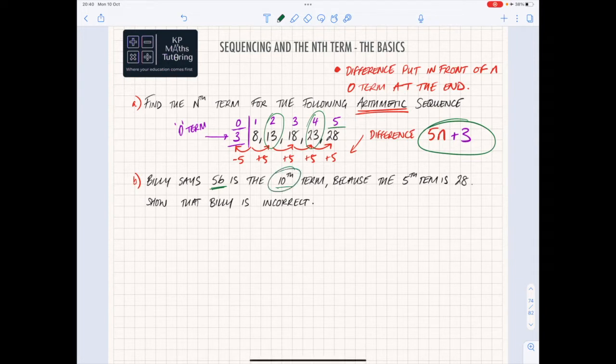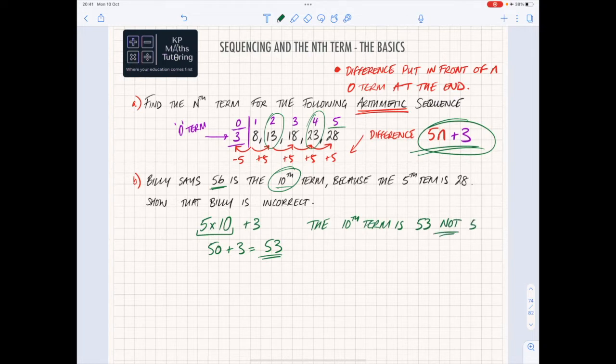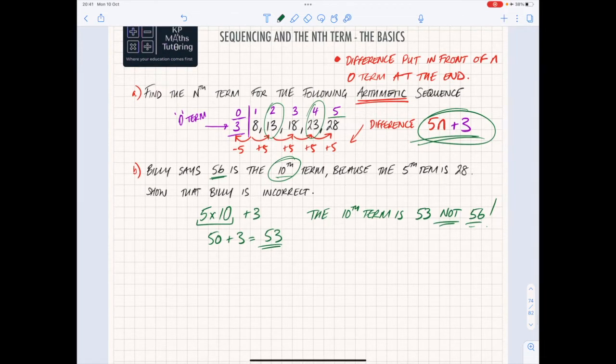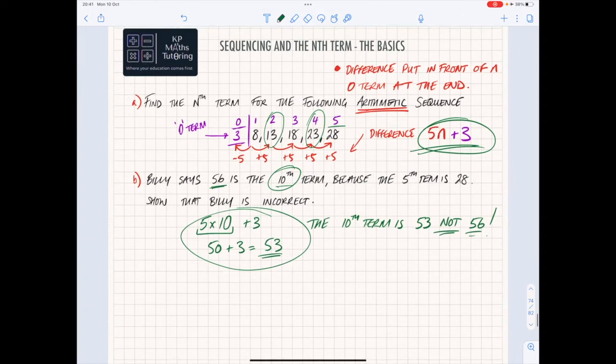So now, because we're talking about the 10th term, we go back to this and we say 5 times by n, which is now 10, which is 50, and then we add the 3 on, which gives me 53. So you could say that the 10th term is actually 53, not 56. Okay, so that's how you're showing that Billy is incorrect. Okay, and this maths is your proof, gives you the logic that you need. Okay, so that's your basics of sequencing.